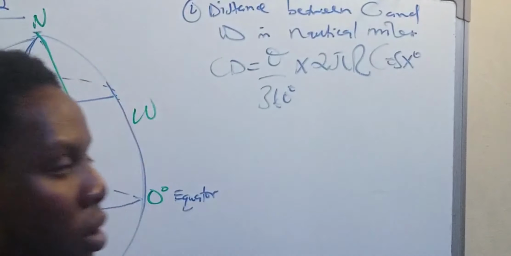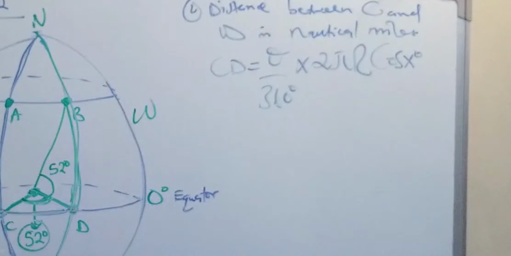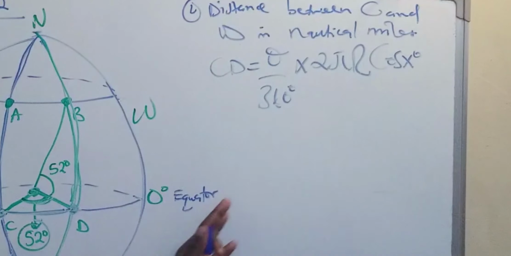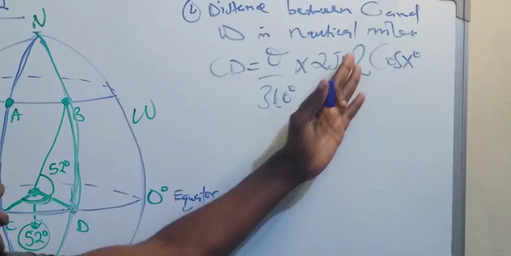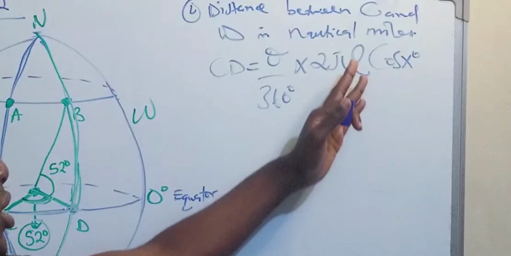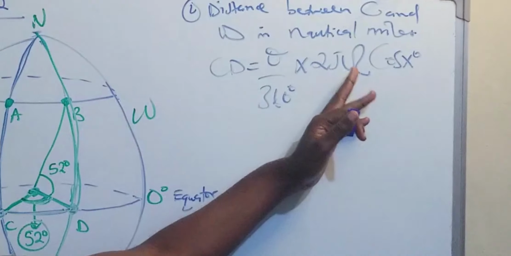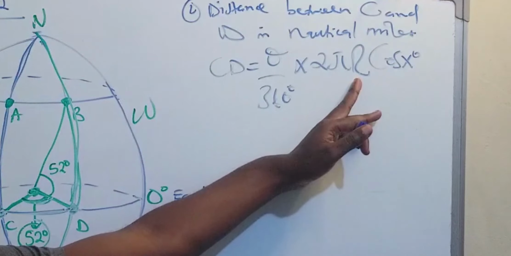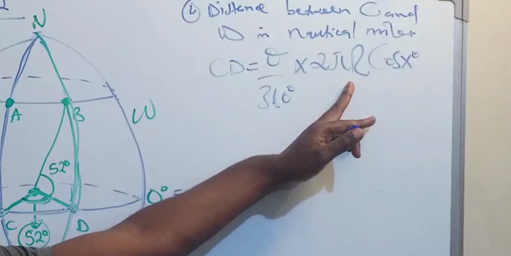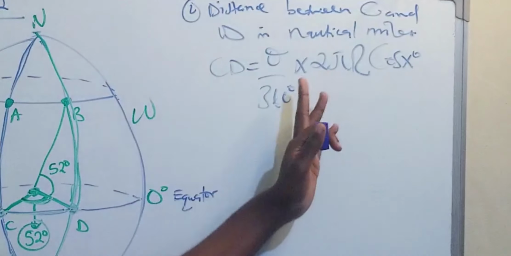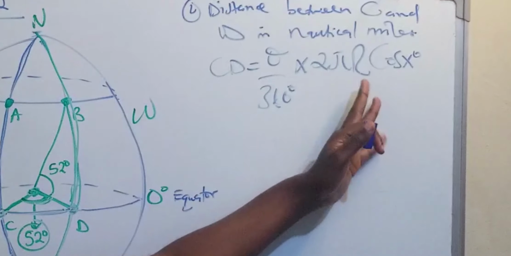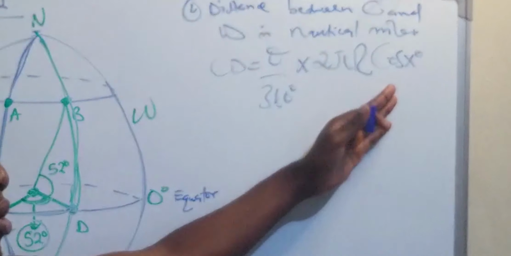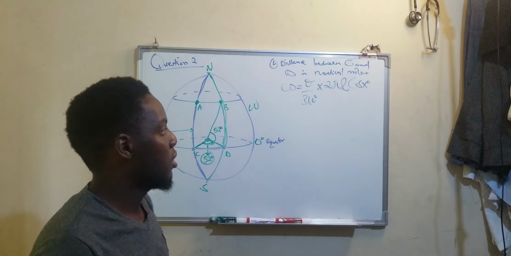But what you have to understand is that for the equator, you can actually use 2 pi r. It's okay because the value for r will be equal to the value of the Earth's radius. Because the equator is a great circle. But you can also use this formula, you still get the same answer.